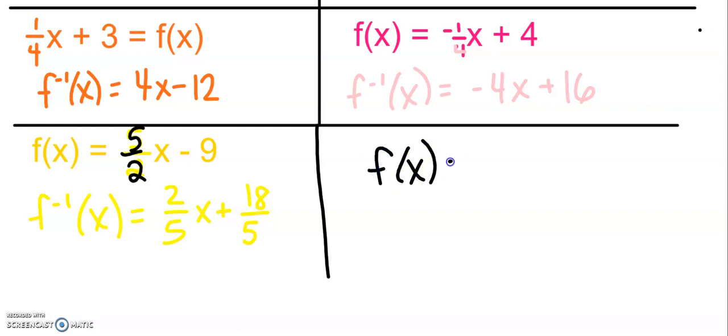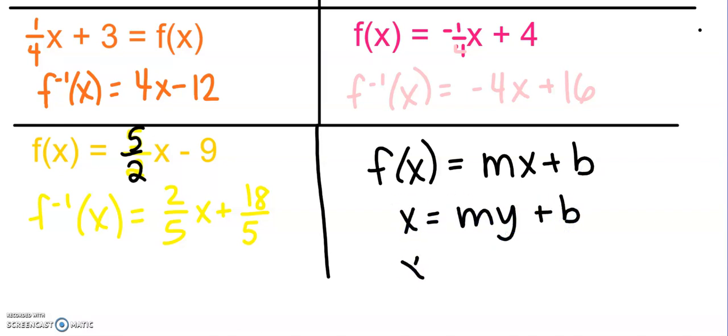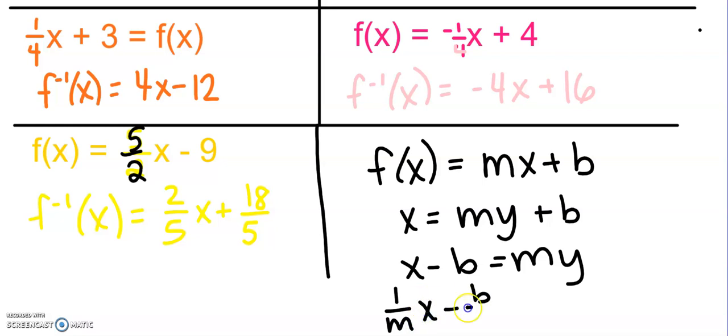So let's say I started with f of x equals mx plus b. Well, I switch my x and my y. So my plus b, I get x minus b equals my, which means that 1 over m times x minus b over m is equal to my f inverse of x. Because we're studying derivatives, we want to focus on the slope. So the inverse slope is the reciprocal when we're talking about a line.